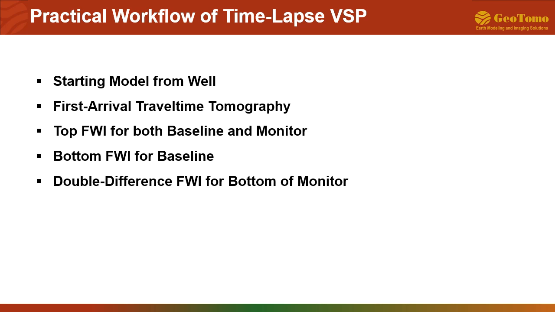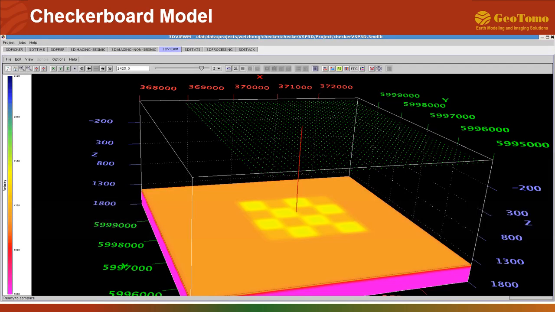We will start with the 1D model from the well log, add lateral velocity variations using the first arrival travel time tomography. I will use a synthetic 3D model to show why it's so critical to build up an accurate model at the top. The checkerboard model is more complicated than CO2 plumes. Here's a depth slice of the model at 1,400 meters below the sea level.